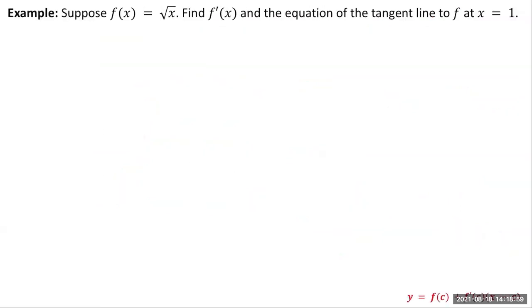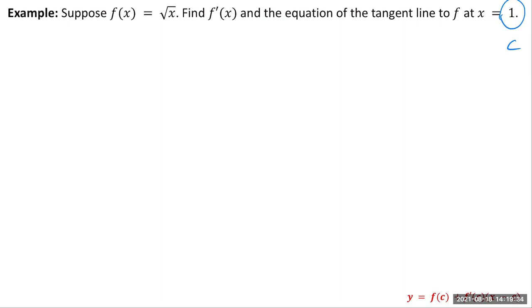And let's work on this particular example. Suppose f of x is given to be this function. Find f prime of x and the equation of the tangent line to f at x equals 1. Okay, this is how you find the equation of the tangent from the previous theorem: y equals f of c plus f prime of c times x minus 1. By the way, the value of c in this case is 1.